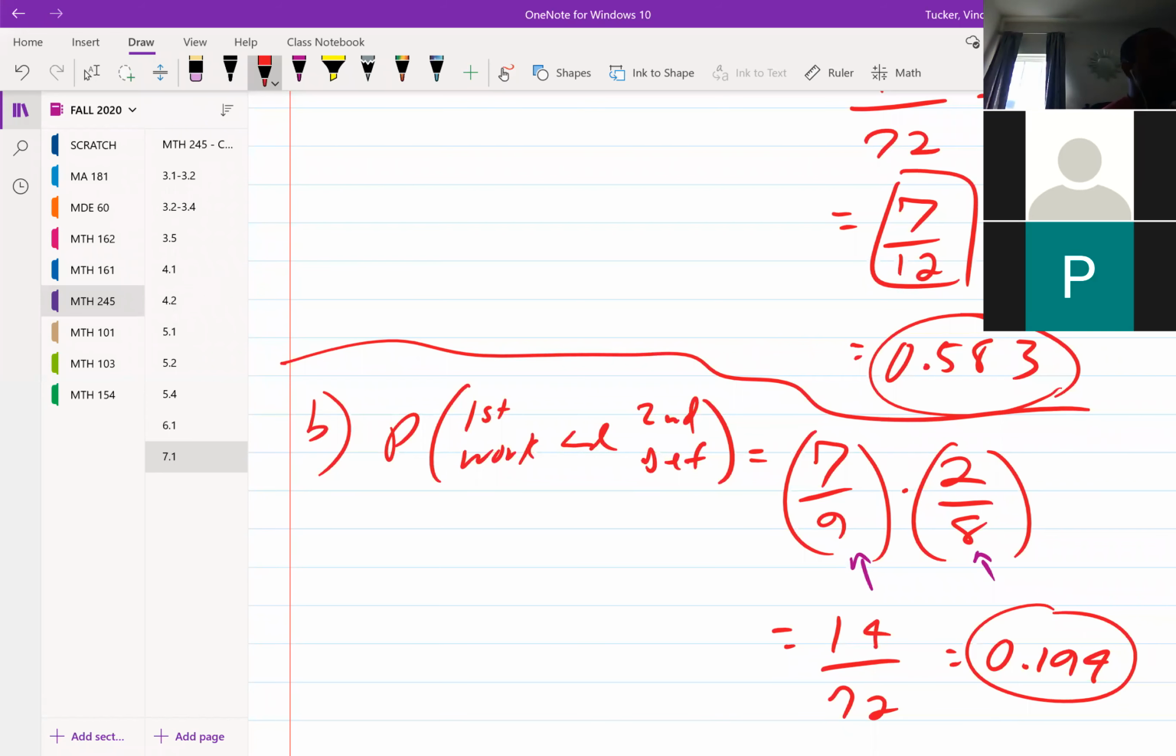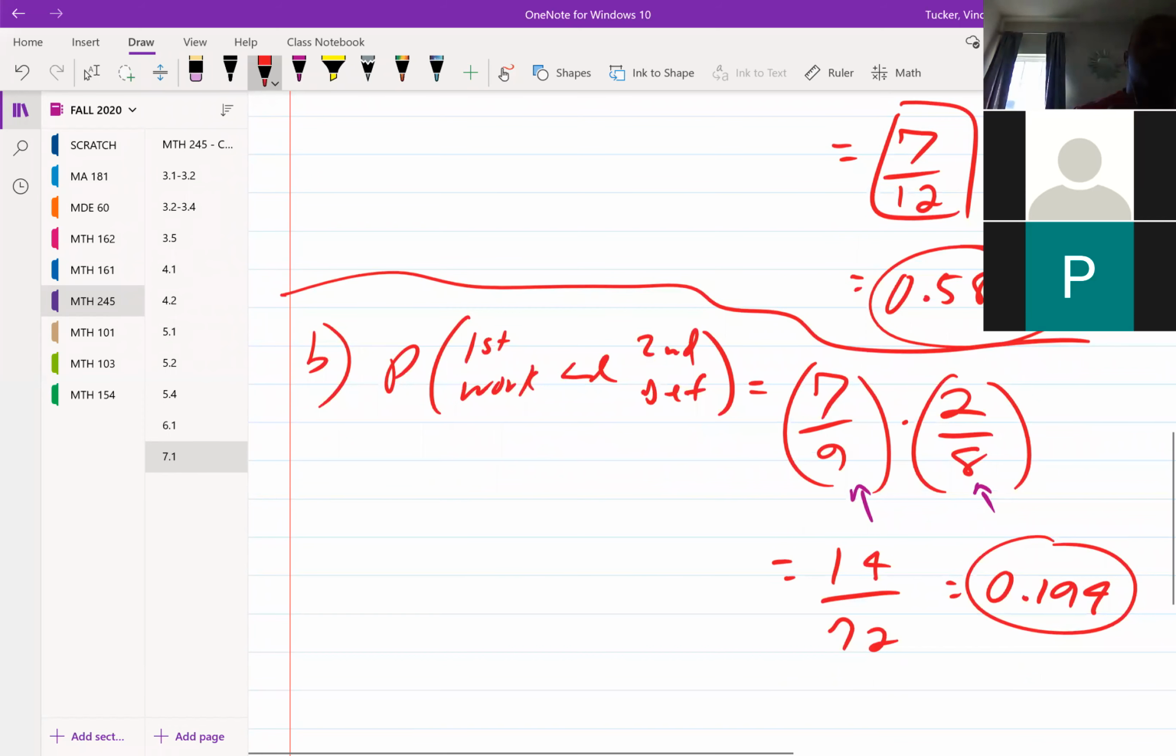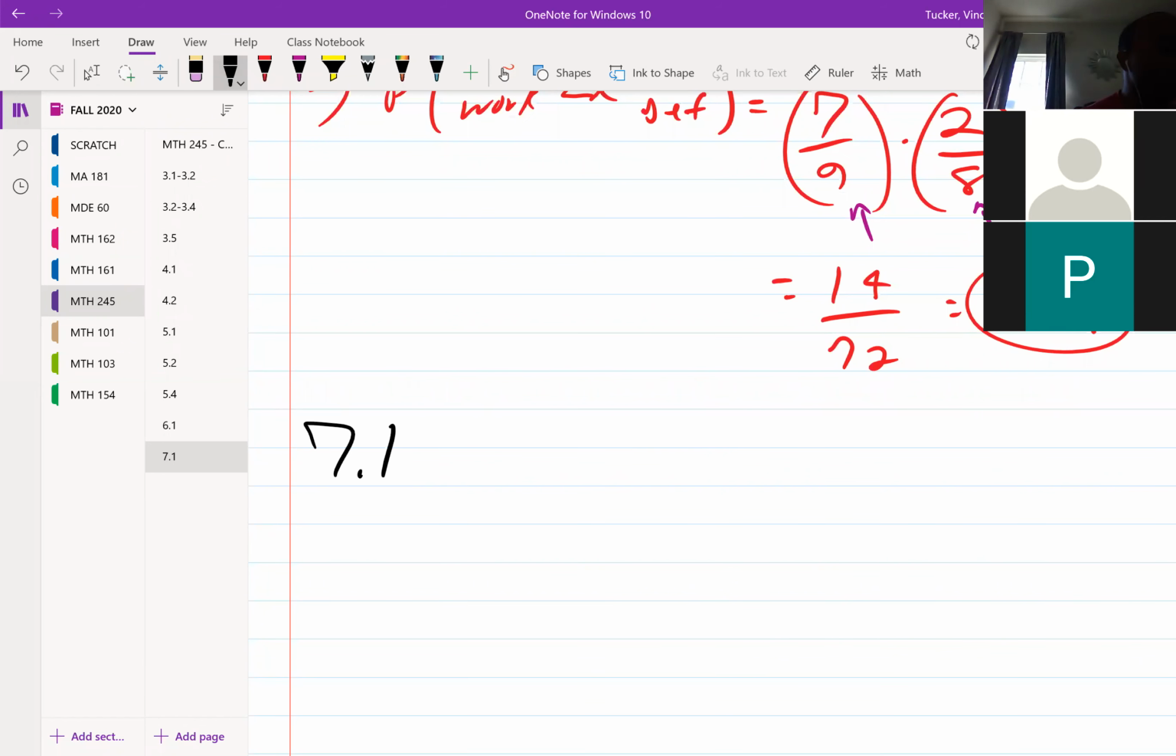Okay, so let's look at 7.1. And I think we'll be able to finish it. If not, like I said before, no rush. We'll get to the rest of it next class.